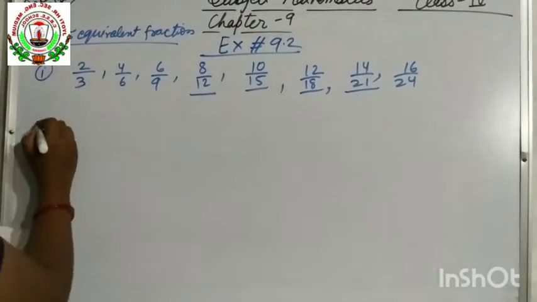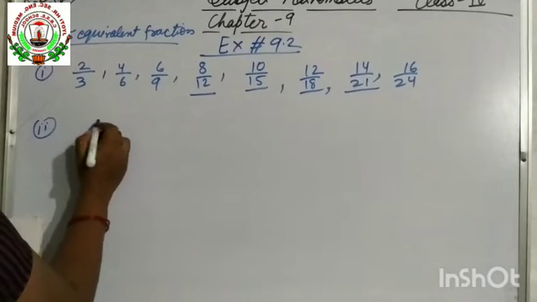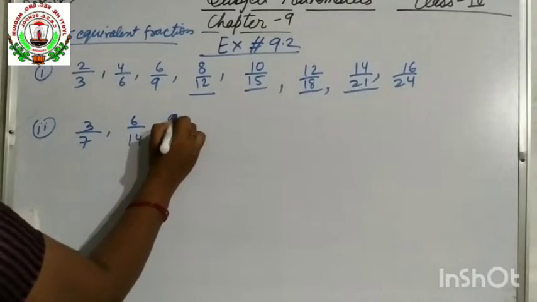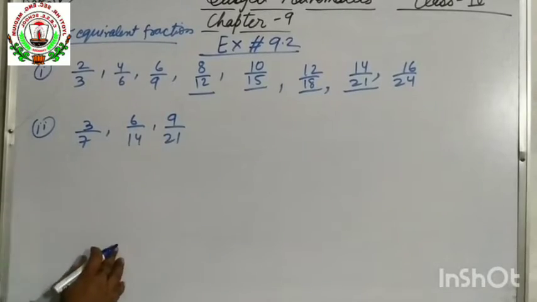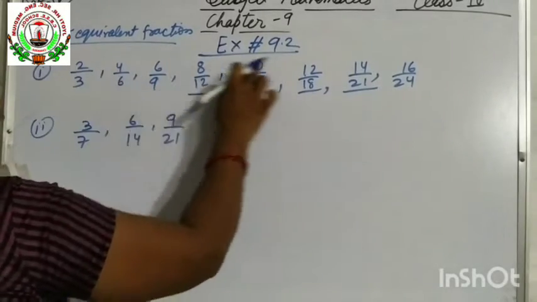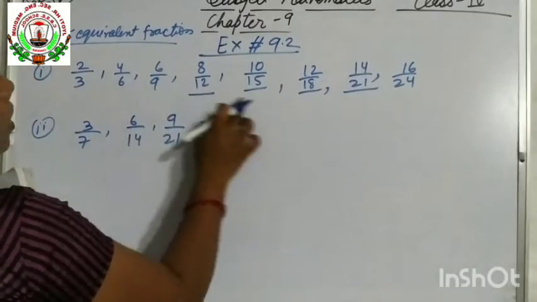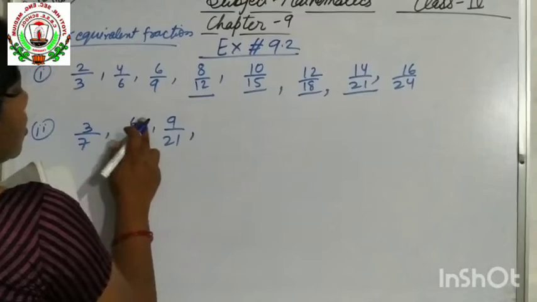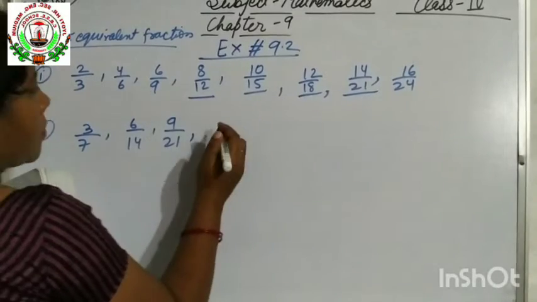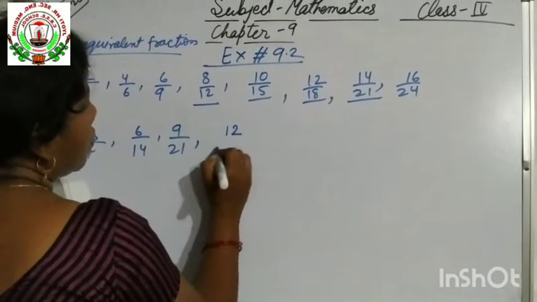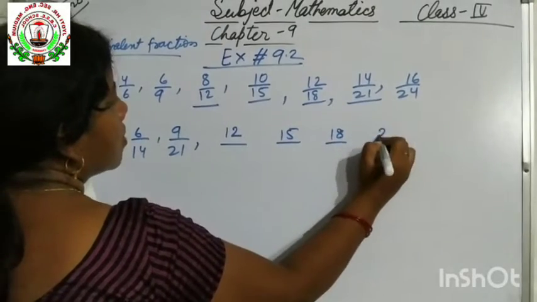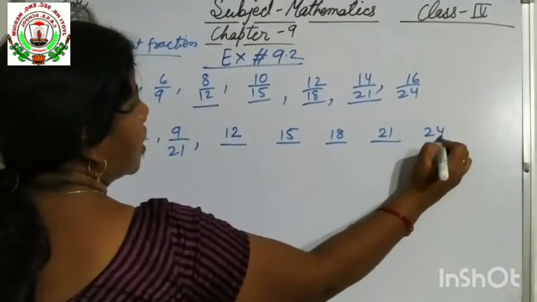Now see the next question, that is 2. It is very easy. Here we are writing the 2 table in the numerator and the 3 table in the denominator. Same thing you can do here. 3 1 ja 3, 3 2 ja 6, 3 3 ja 9. When you multiply it by 4, 3 4 ja 12, then 3 5 ja 15, 3 6 ja 18, 3 7 ja 21, 3 8 ja 24.